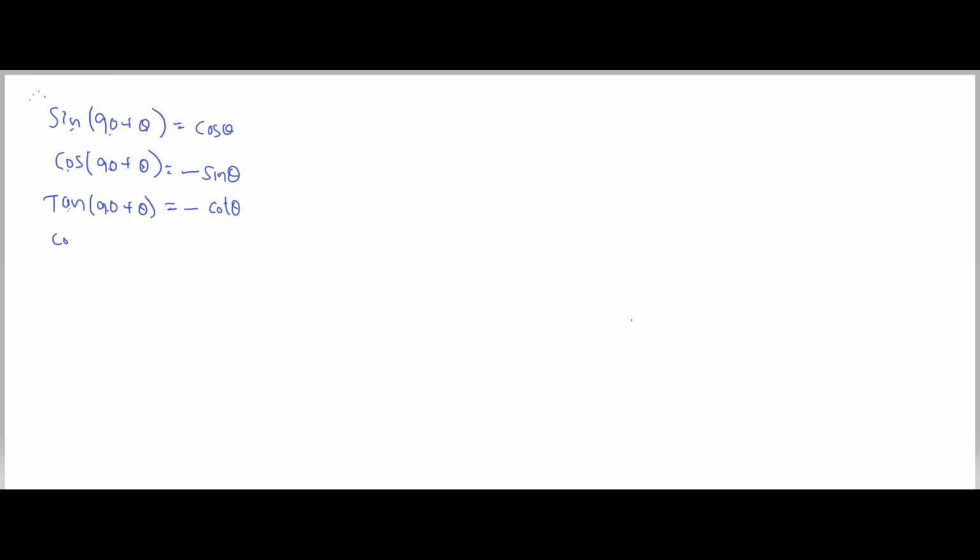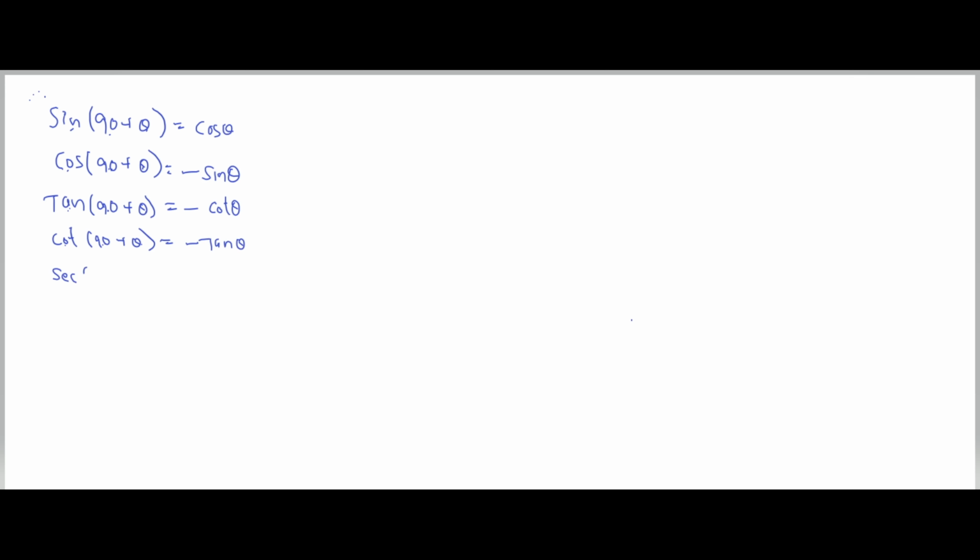So cot of 90 plus theta. 90 plus theta lies in the second quadrant. In the second quadrant cot theta is negative. Here is 90, so cot changes to tan, that is minus tan theta.